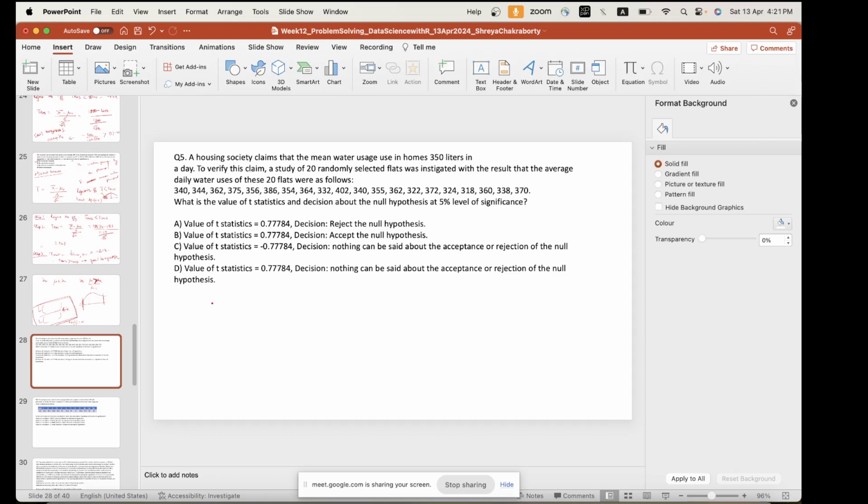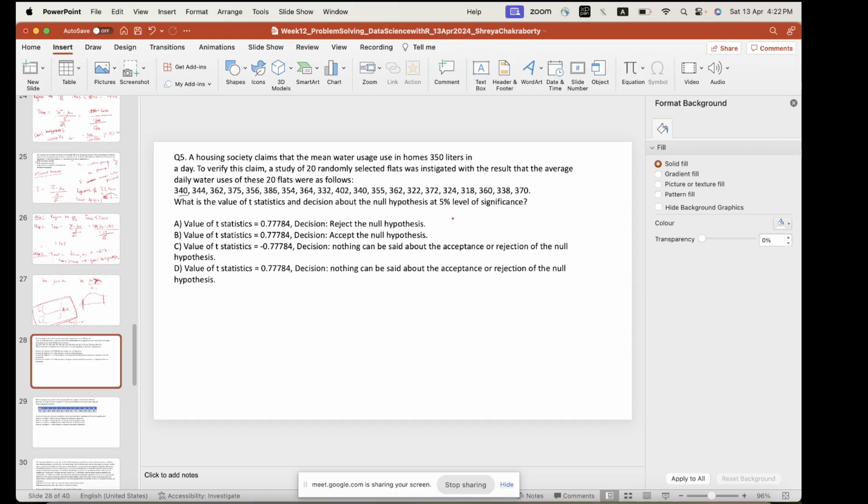So what is this saying? That mean water usage in homes is 350 liters in a day. To verify this claim, a study of 200 randomly selected flats was instigated, with the result that average daily water usage of these flats was as given. So what is the value of the t statistic and the decision about the null hypothesis at the 5% level of significance?